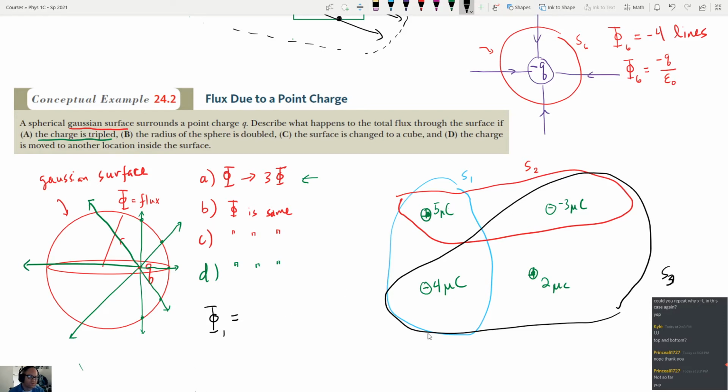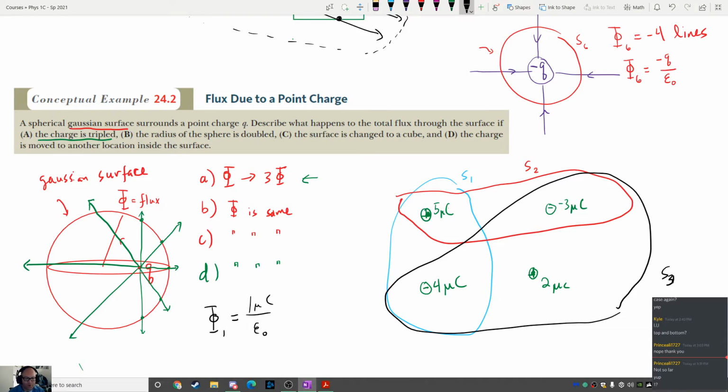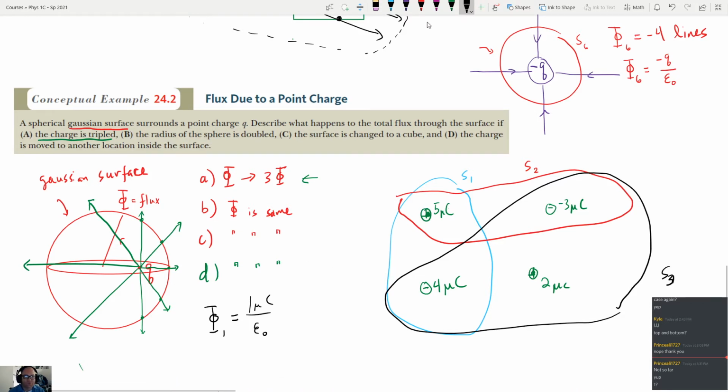It's the blue surface here. It shouldn't just be 1 microcoulomb. Yep, and then we've got to divide by epsilon naught, right? So we'll call it 1 microcoulomb. What's the flux through surface 2 going to be? I don't know if you noticed what he did there, but you take 5 minus 4. Remember, it's only the charges that are actually inside of the surface that matter, right?